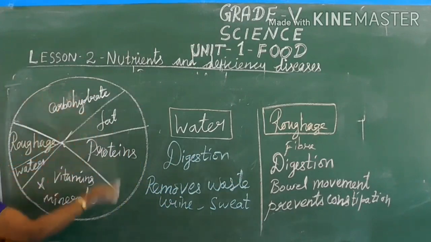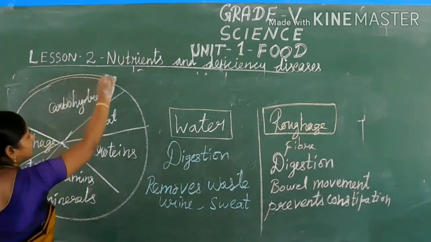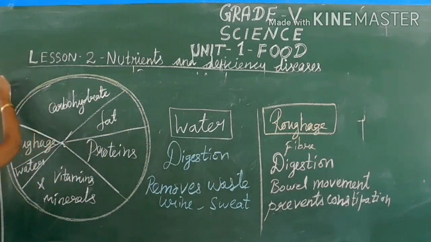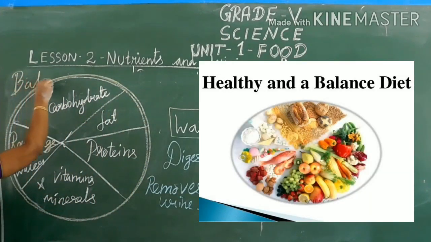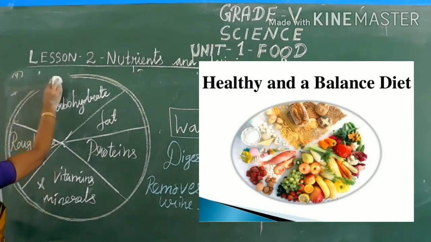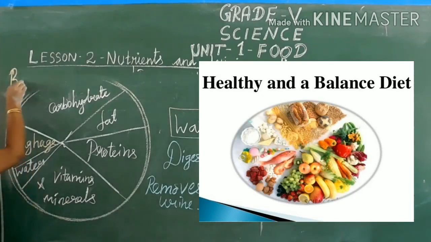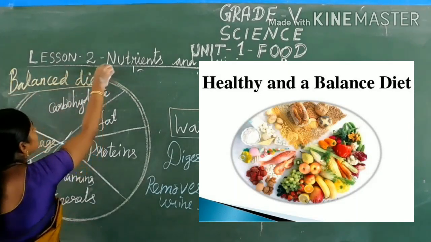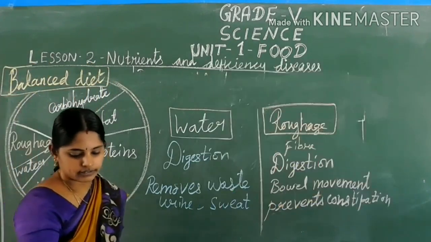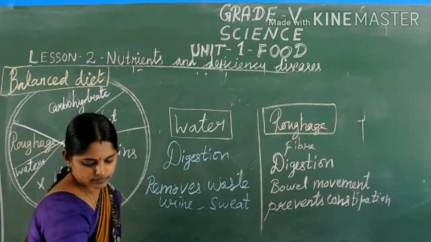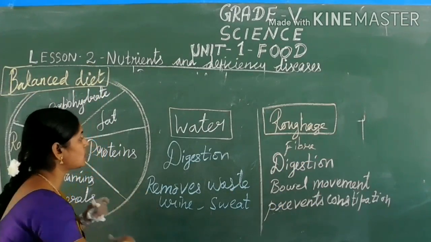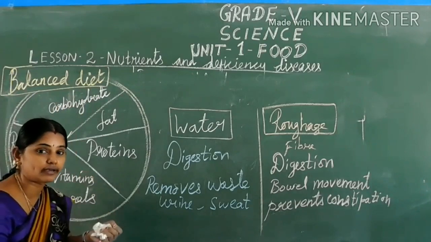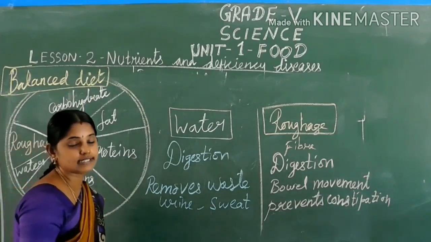If you are taking food in this way, we call this a balanced diet. Diet means food. The word diet denotes food. So, taking your food in proper amount. A diet which contains all these nutrients in proper amount, we call it a balanced diet.